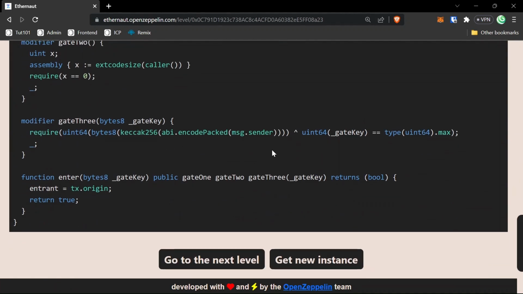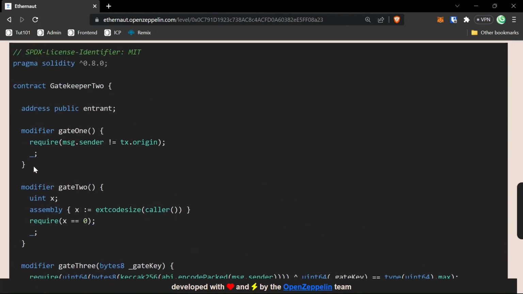Gatekeeper 2's structure is also the same as Gatekeeper 1, and here the modifier gateOne is the exact same. So let's skip on to gate number 2. Here, this is the part where I spent a majority of my time because this is the first time that I have encountered inline assembly in Solidity.